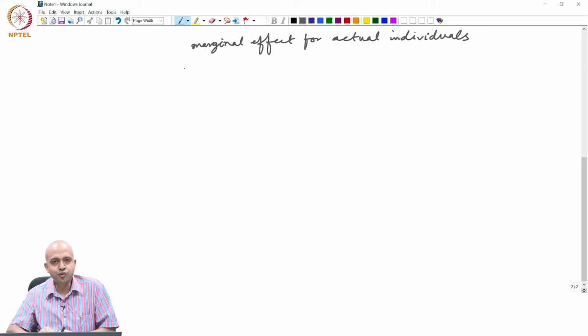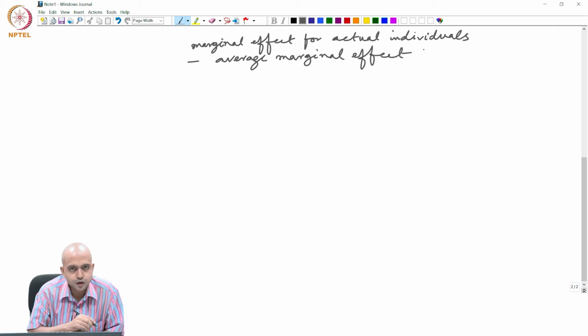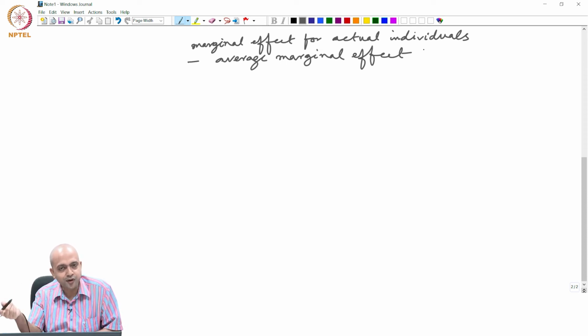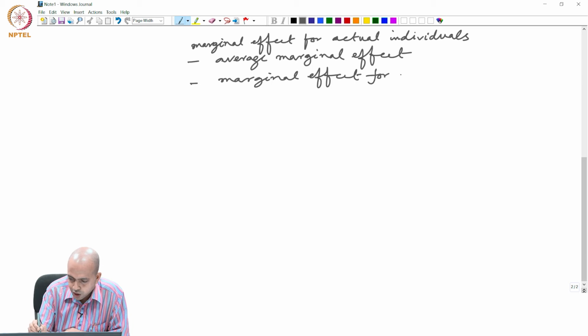So, when education changes by one unit, what is the change in probability for the first individual, for the second individual, for the third individual, up to n individuals. And then I can calculate the average of all those marginal effects. That is also another marginal effect concept. So, this is called the average marginal effect. So, there are two marginal effects: the marginal effect for the average individual, and this, which is called the average marginal effect. These are two different things. The average marginal effect, and earlier what we calculated, that was the marginal effect for the average individual.